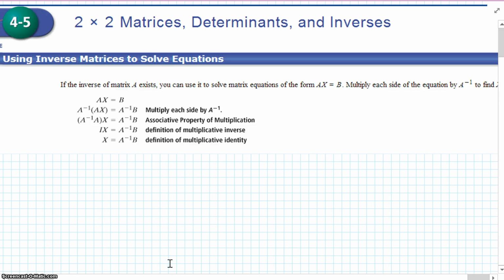Algebra 2, Chapter 4, Section 5. 2 by 2 matrices, determinants, and inverses. All right, using inverse matrices to solve equations.